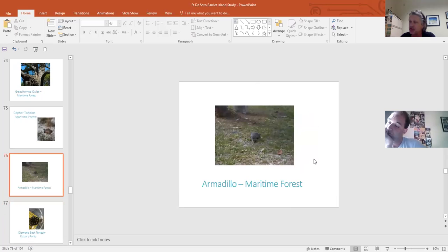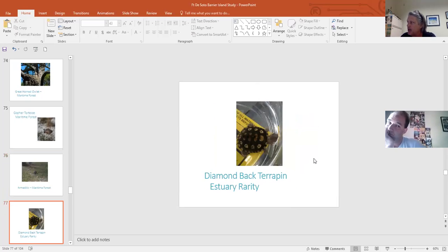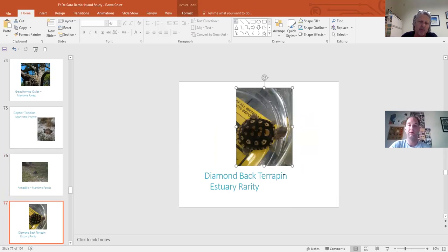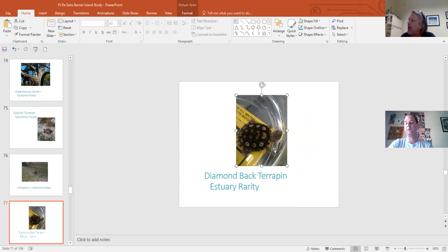Armadillos, they're not a keystone species, but they're running around as well. Here's a rare one, very rarely found. Don't touch them because they're covered with bacteria, and you'll get salmonella. But they're the diamondback terrapin. They're the only estuary terrapin there is.